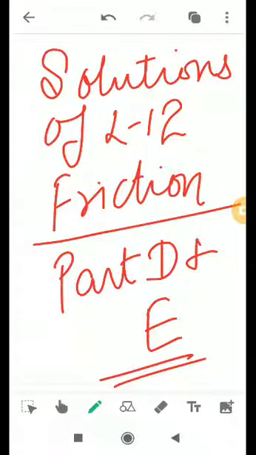Now here are the solutions of lesson 12, that is friction. The part D and E, solution of part D and E. So let us start.